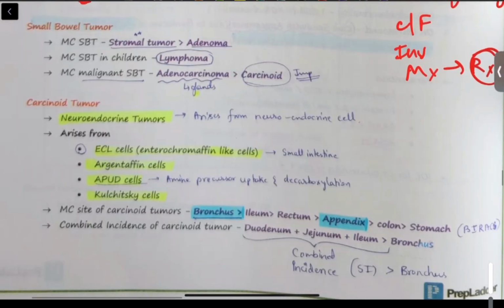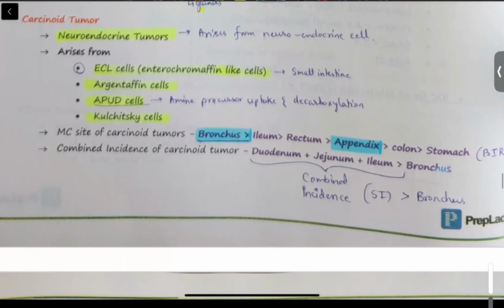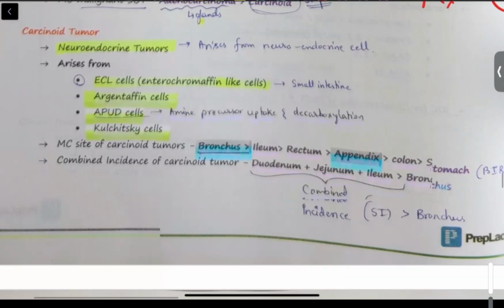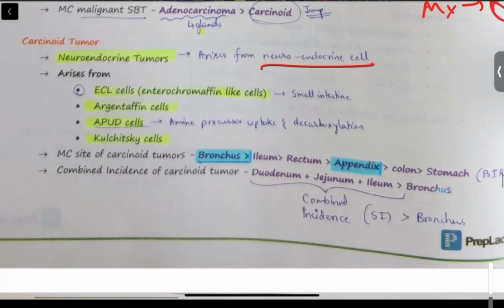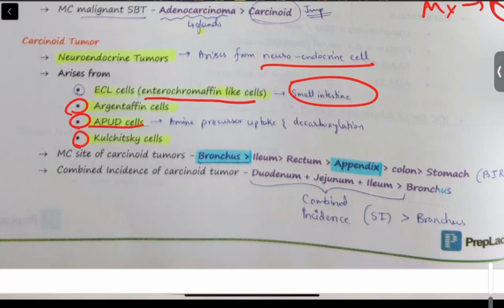Okay, next one being carcinoid tumor. So carcinoid tumor is a neuroendocrine tumor. Basically it arises from neuroendocrine cells that can be present in most of the sites. That is being enterochromaffin-like cells in the small intestine. It can be from the argentaffin cells or amine precursor uptake and decarboxylation cells, APUD cells basically, and then Kulchitsky cells. These are the cells which arise from the neural crest cells, you can say.